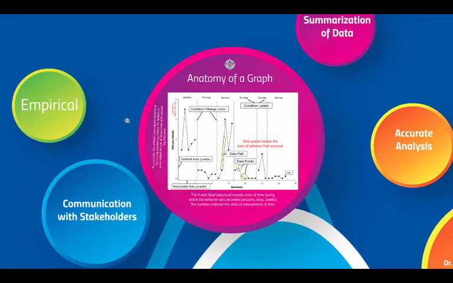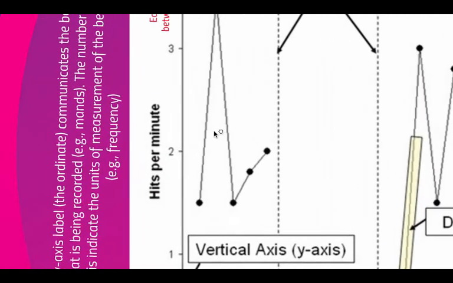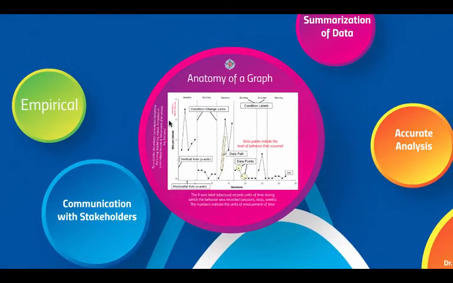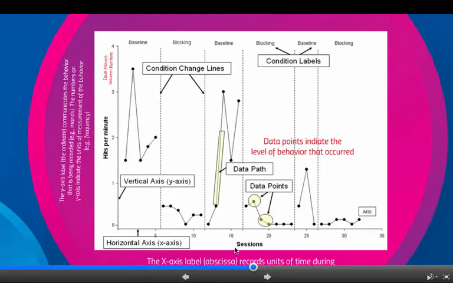That can be compared and contrasted to the y-axis, and the y-axis is also referred to as the vertical axis and also referred to as the ordinate. And the y-axis will communicate the behavior that's being recorded. So it could be MANs, for example, or it could be a maladaptive behavior. And then the numbers on the y-axis indicate the units of measurement of the behavior. So perhaps we're recording frequency. So the x-axis, units of time. The y-axis is reserved for units of measurement and behavior that we're measuring.